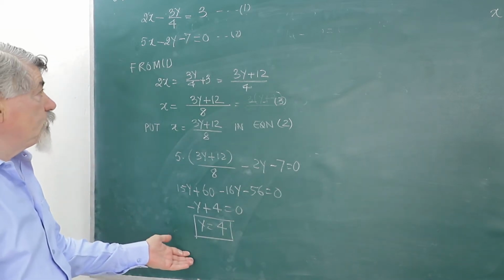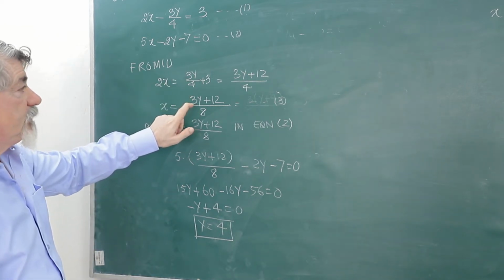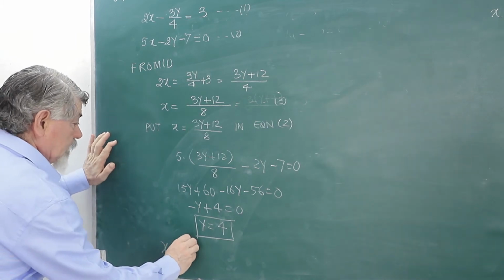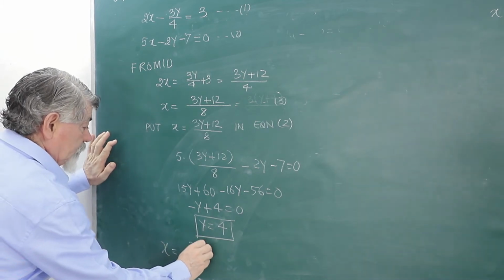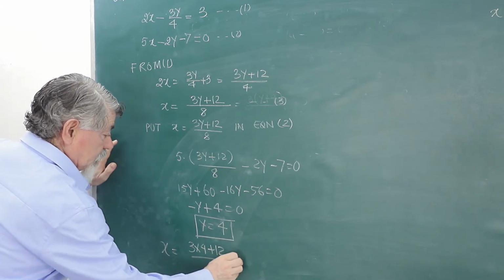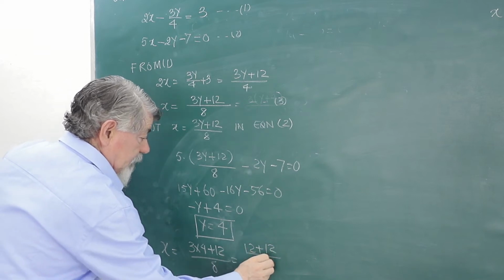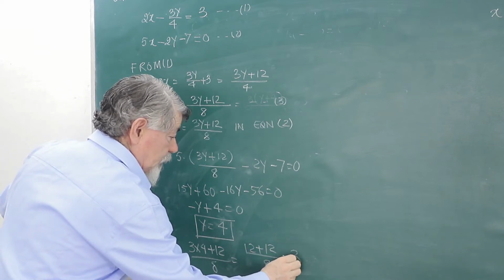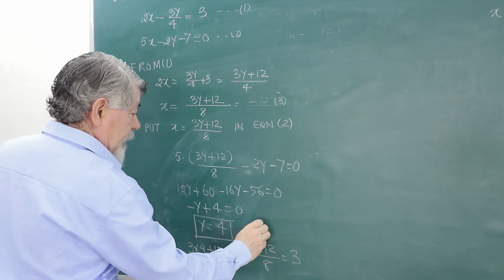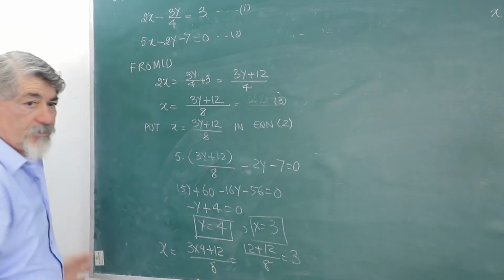Now let me substitute the value of y in this equation 3, because this is what we had got. X will be equal to (3 into 4 plus 12) upon 8. This is (12 plus 12) upon 8. So x is equal to 3. So x is 3 and y is 4 is your solution.